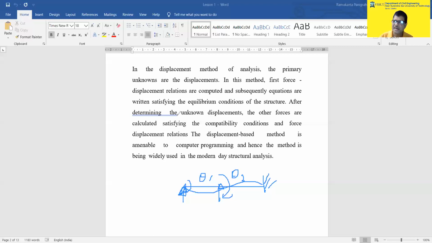So the main difference is that in the force method the primary unknowns are forces, and in the displacement method the primary unknowns are displacements. In both cases we are using the force displacement relationships, but once the redundant force is obtained in the force method, the problem can be solved. And in the displacement method, if you know the displacement values, then also you can solve the problem.